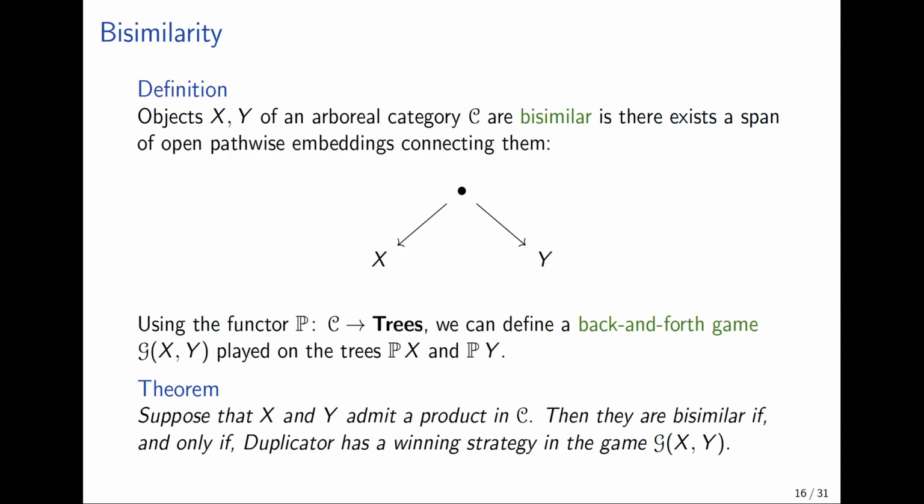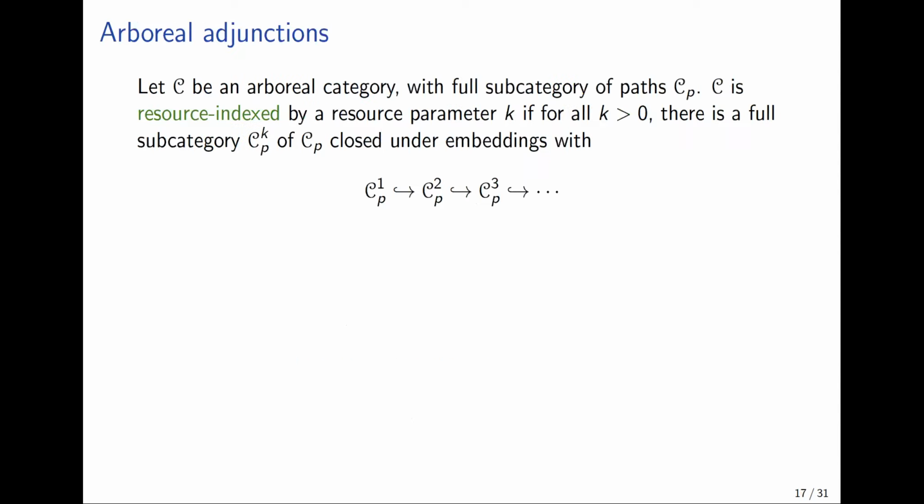If you remember, when I defined the Ehrenfeucht-Fraïssé comonad, I said that it's actually a family of comonads because they were indexed by the positive integer k, and this aspect hasn't really been present in the picture so far. So we should somehow introduce resources into the picture. And this is done by considering resource-indexed arboreal categories.